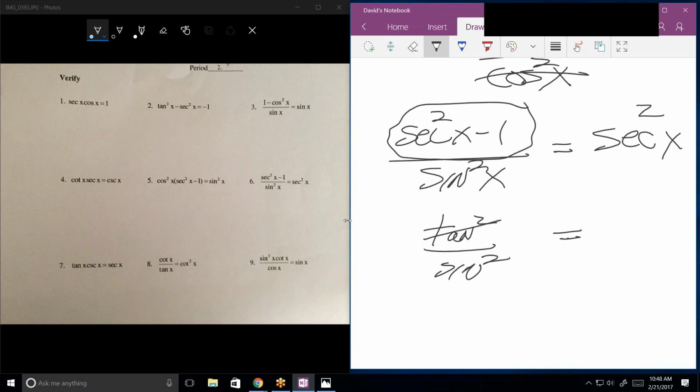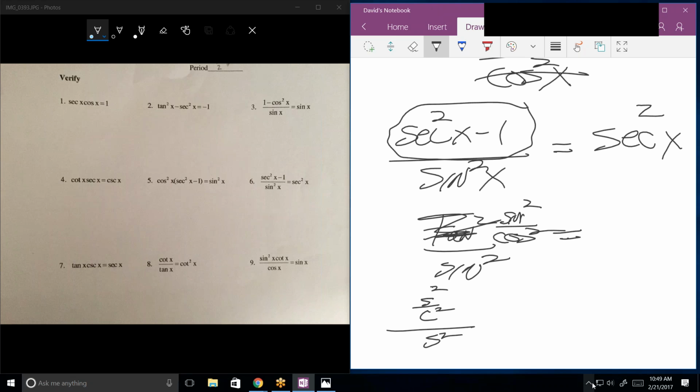Okay. Tangent, well, I guess sine squared over cosine squared. Okay. Now I got sine squared over cosine squared divided by sine squared. What's that equal to? That's equal to tangent of x, right? No, the tangent's gone. We got sine over cosine, both squared, all over sine. So this is what we got.